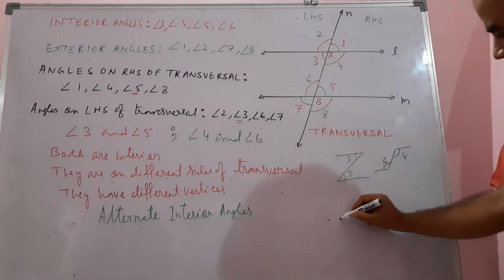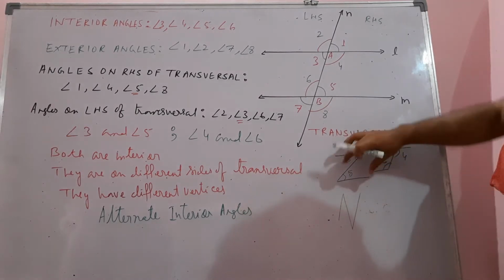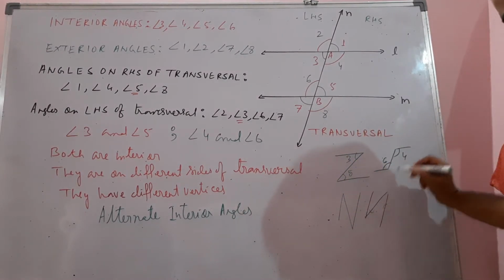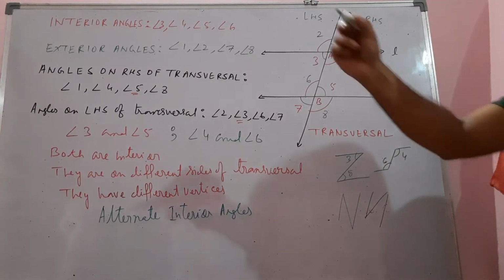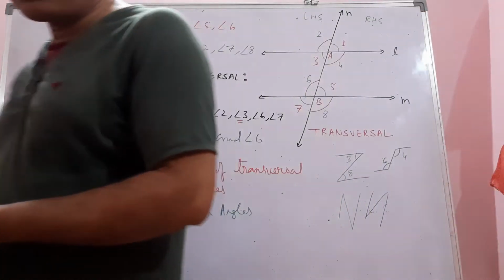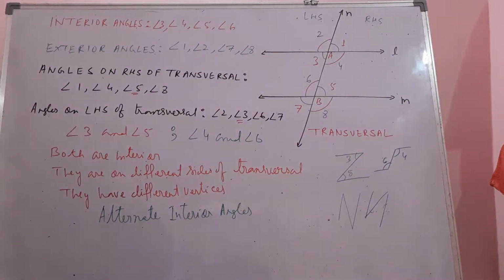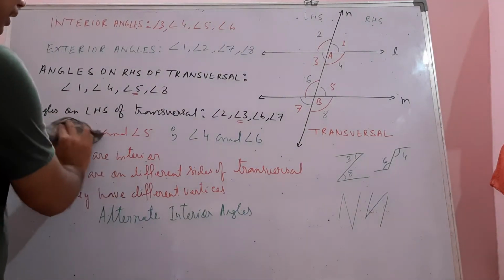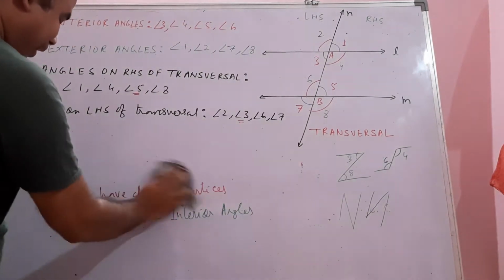Or they can form this type of structure if I take Z like that, or they can form this type of structure. So whenever you get a zigzag structure, you can come to know that it is an alternate interior angle. Okay, next one, let us take another pair of angles.